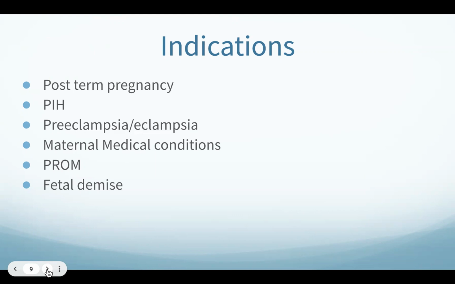Maternal medical conditions, and that ranges. There are going to be so many, we can talk about that. Premature rupture of membranes and fetal demise. A lot of students don't realize that in fetal demise, we need to get the baby out. They're not going to do a cesarean section unless it's warranted, but they need to get the baby out. It's difficult, and we're going to talk about that, but it needs to be done.